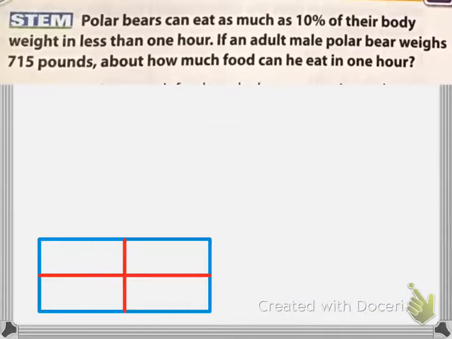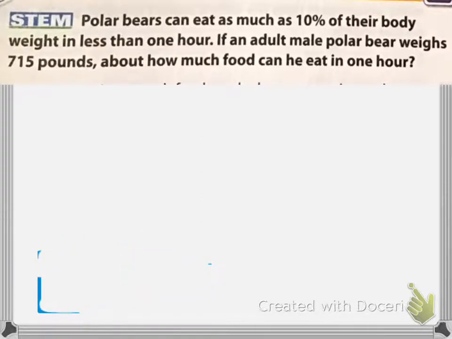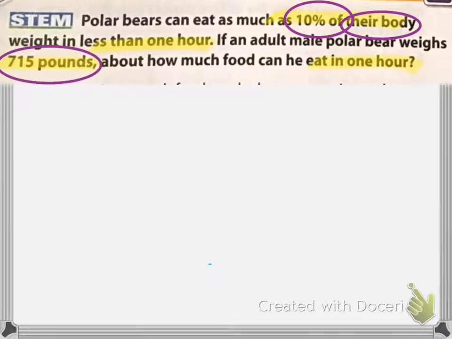Polar bears eat as much as 10% of their body weight in less than 1 hour. If an adult male polar bear weighs 715 pounds, how much food can he eat in 1 hour? So they eat 10% in 1 hour, and we care about 1 hour. So our time doesn't change. But we need to find what? Because I highlighted all of our numbers. Exactly. So if we see, in less than 1 hour, we see that's an about, eat in 1 hour. We don't care necessarily about the hours. We care about 10% of their body weight, and their body weight is 715.